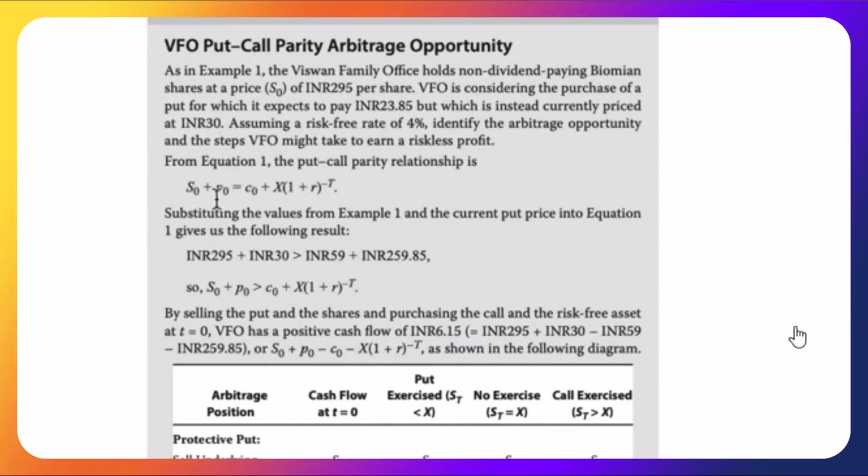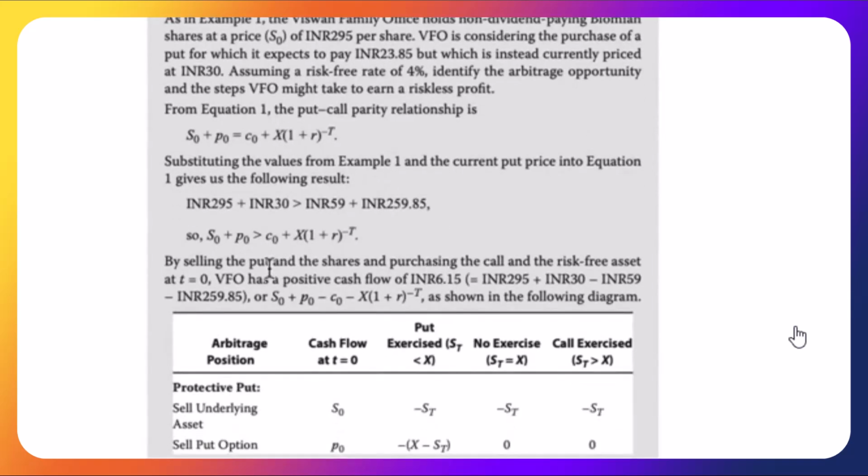That involves selling the stock and selling the put, and we will buy the other side, which is buying the call option and investing the present value of the strike price at the risk-free rate for that period of time. And because we've already shown that they have the same payoff at maturity, we earn a riskless profit. By selling the put and the shares, and purchasing the call and the risk-free asset at t=0, VFO has positive cash flow of $0.0615, and it shows you, $2.95 plus the 0.30, because we're selling, right? We're selling the shares, we're selling the puts, so we'll receive $2.95, we'll receive 0.30, but we'll spend 0.59 on the call, and we'll spend $2.5985 on the bond. And that's how we get to the 0.0615.